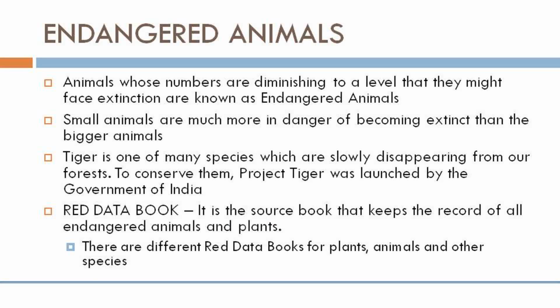Animals whose numbers are diminishing to a level that they might face extinction are known as endangered animals. Small animals are much more in danger of becoming extinct than the bigger animals. Tiger is one of the many species which are slowly disappearing from our forests, and to conserve them, Project Tiger was launched by the Government of India. There is a Red Data Book, which is the source book that keeps the record of all endangered animals and plants, and there are different Red Data Books for plants, animals, and other species.